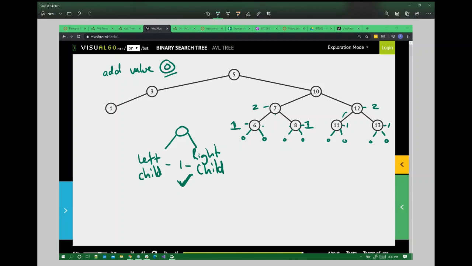If you look to the left, it's at level 1. The right, again level 1. The difference between this one and this one is 0. I'll just tidy this up a bit.